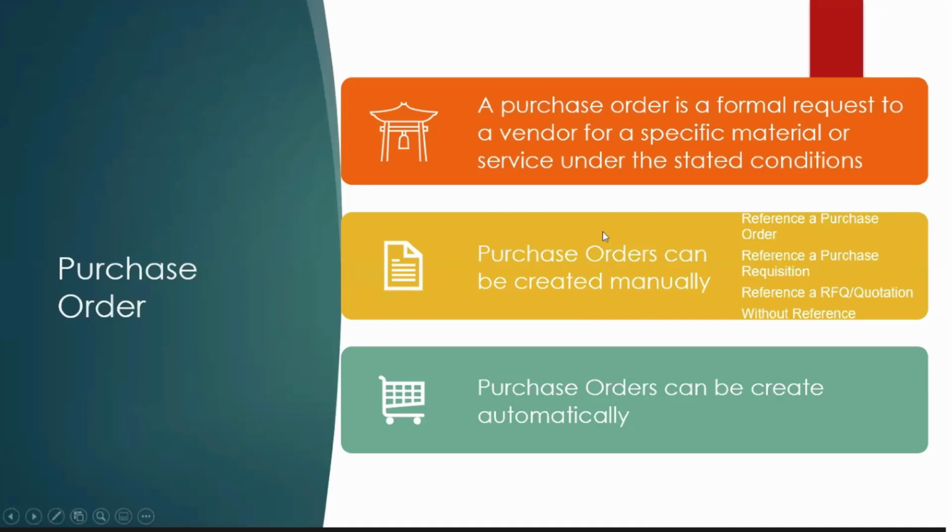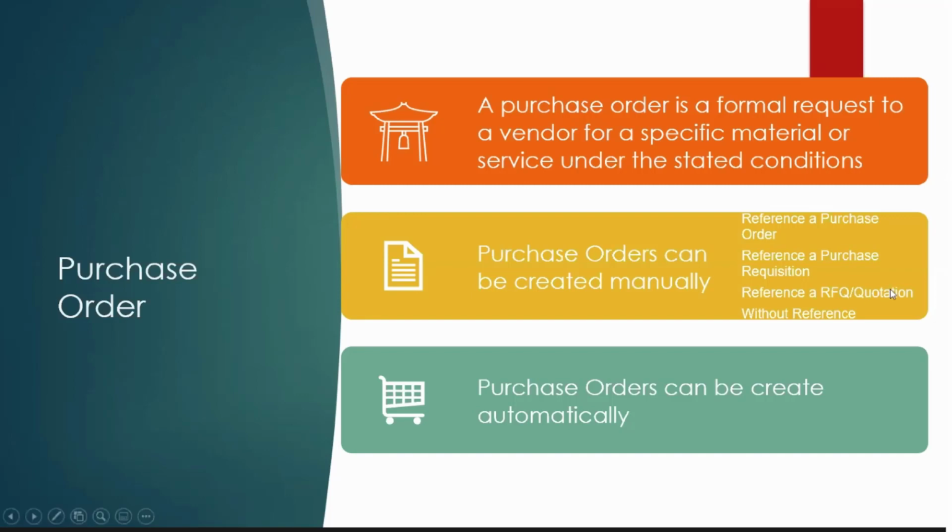And this purchase order, you can create it manually. This means there is an employee who can write it manually. And how to do this? He can refer to another purchase order. This means, okay, we have a similar purchase order that last month we bought from the same vendor, maybe the same quantity and so on, the same products. We can refer to this purchase order.